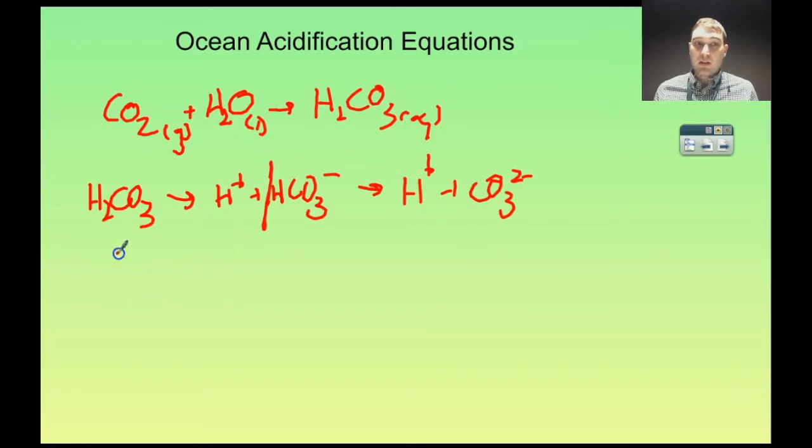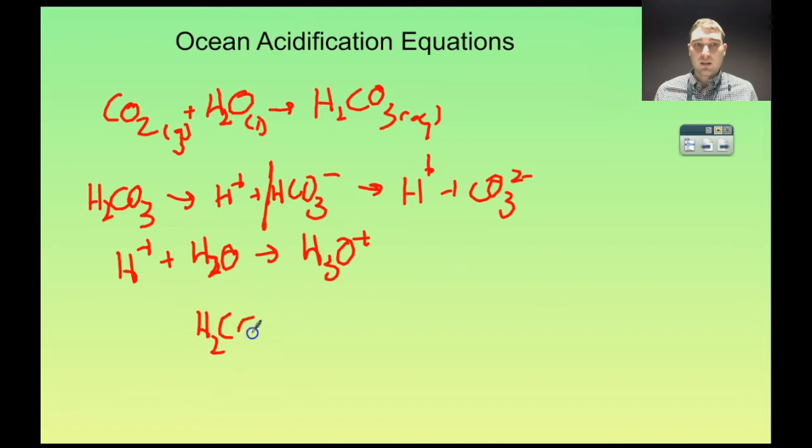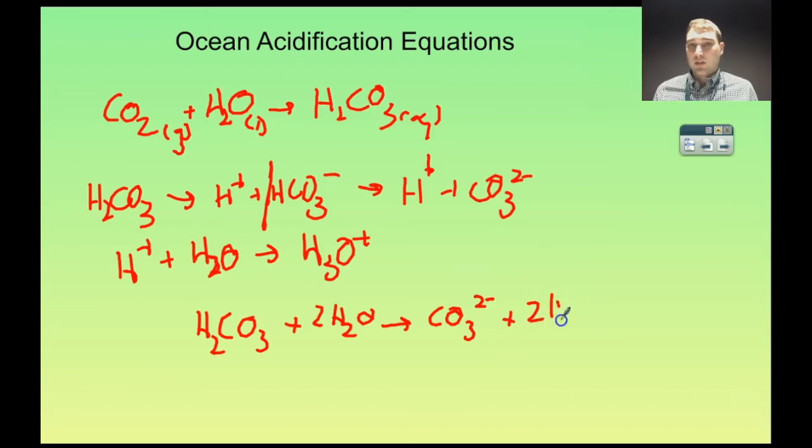And whenever you have a hydrogen ion being produced in water, you produce a hydronium ion: H2O goes to H3O+. So another way of writing what happens is the carbonic acid, H2CO3, plus two water molecules goes to carbonate ions, CO3 2-, plus two hydronium ions, H3O+. And this is what's responsible for lowering the pH of water.